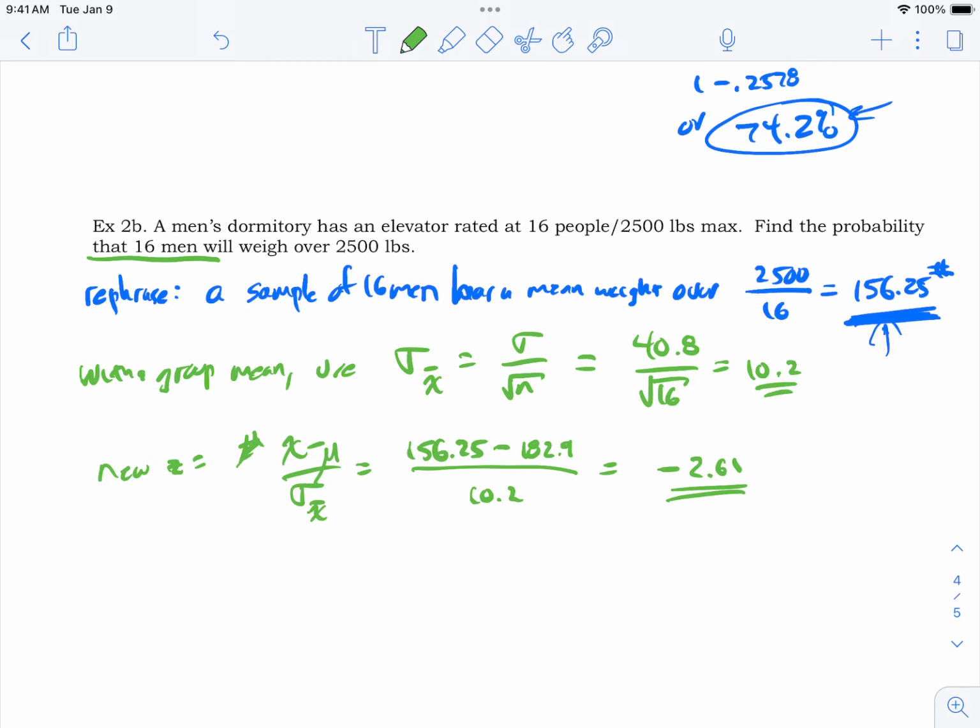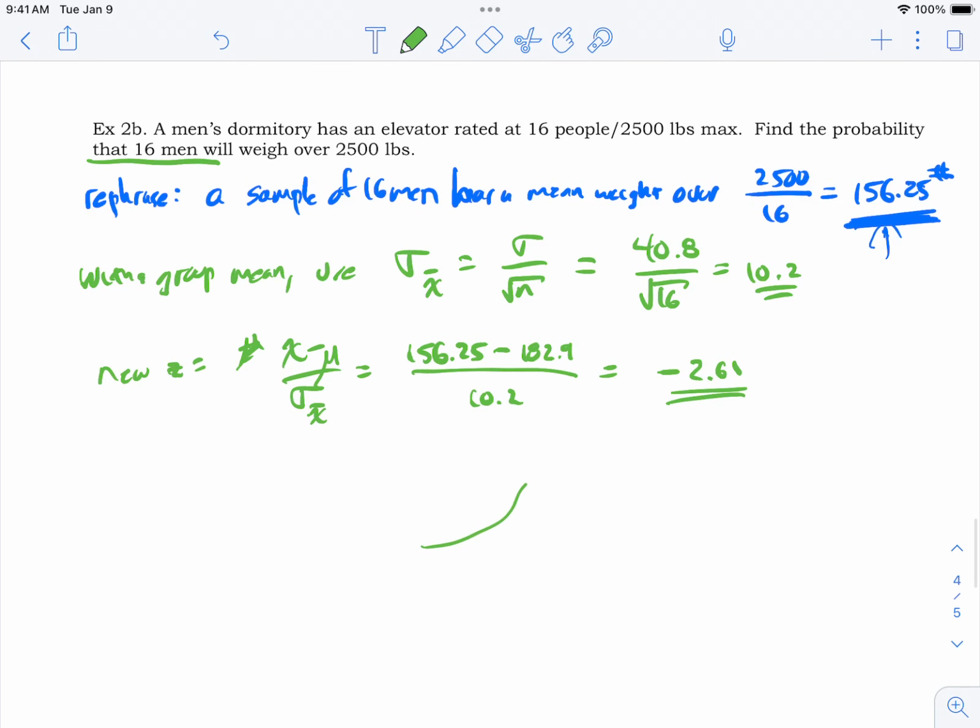Ooh, that's a low z-score. So think about what this will look like. A z-score of negative 2.61. Again, there's 0, there's negative 1. It's out here. It's way out here. So negative 2.61. The table will tell us the area left, and it's not going to be big. So the area left is, did I look this up? Yeah, I did. 0.0045. Holy cow.